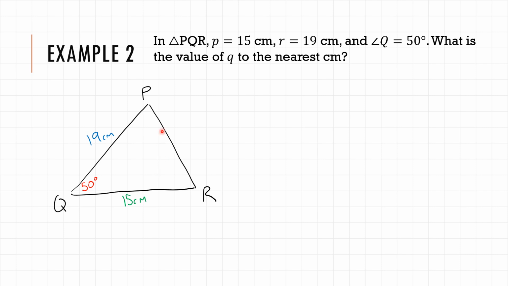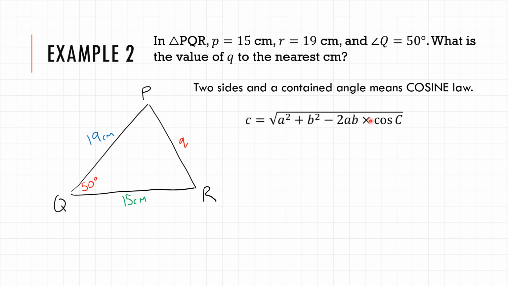Now I'm trying to find out what is the value of this side, Q. Because I have two sides, and I have the angle that is contained in between them, that tells me that I can use cosine law. That's side Q right there, and this is cosine law. Notice that I chose the version of cosine law that has the side isolated by itself, right there.